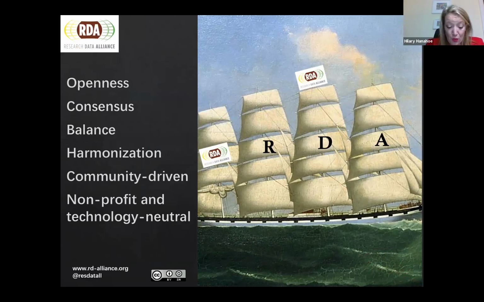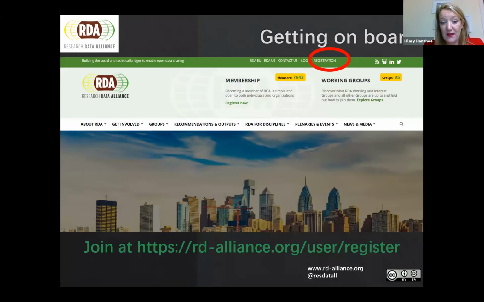And indeed, before you come on board, there is one thing we ask you to put in your suitcase, and it is to abide by our six guiding principles. These are the values on which the Research Data Alliance is built and on which all of our strategies are founded. They are the six guiding principles of openness, consensus, balance, harmonization, that all the activities are done with a community-driven approach, and that the solutions identified are non-profit and technology neutral. These principles, if adhered to by all, would ensure open, transparent and collaborative working environments for all as a start.